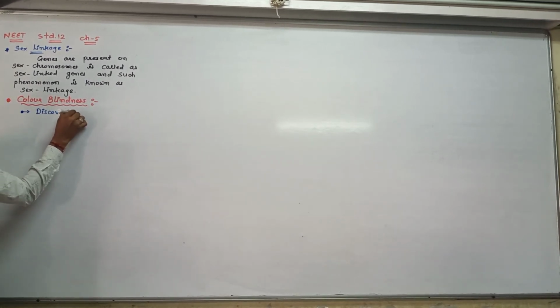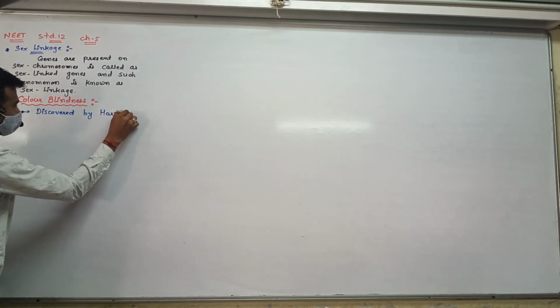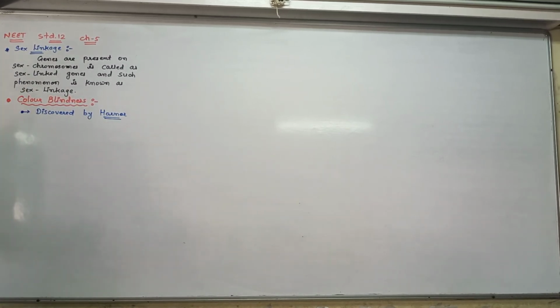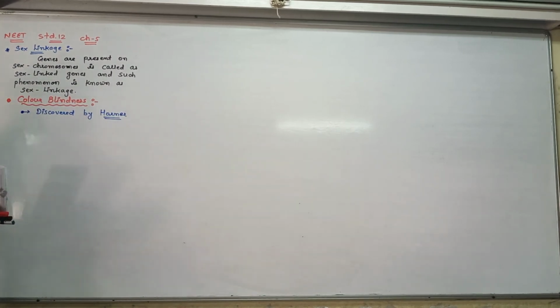Discovered by a scientist named Horner. You know that color blindness is an X-linked recessive disorder. It is most commonly seen in males than females. Why? Because in females, 2 X chromosomes are there, so the ratio is very low.